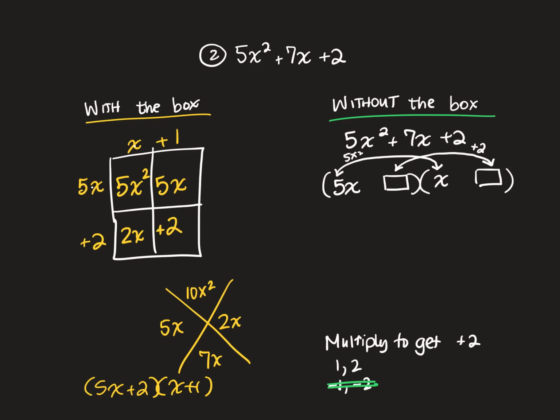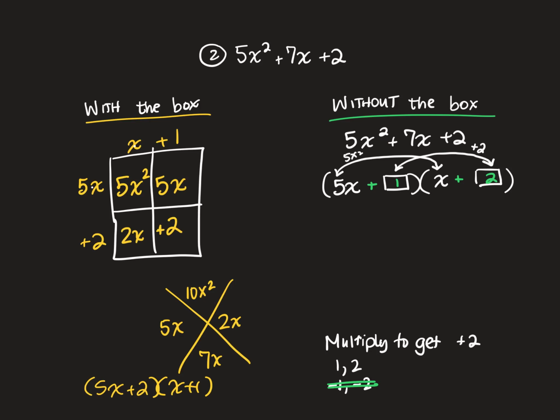So I'm going to try, and I'm going to do it wrong the first time. I'm going to try +1 and +2. Now, I have forced the situation to be that when I multiply this out to check it, the first terms will give me 5x squared and the last terms will give me 2. But what I don't know yet is if the middle terms, these middle boxes, are going to add up to my 7x. So that's what I need to check.